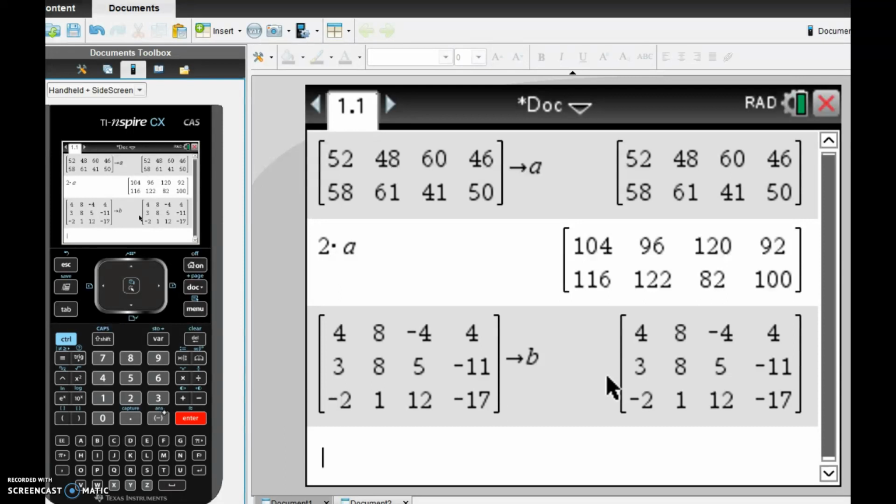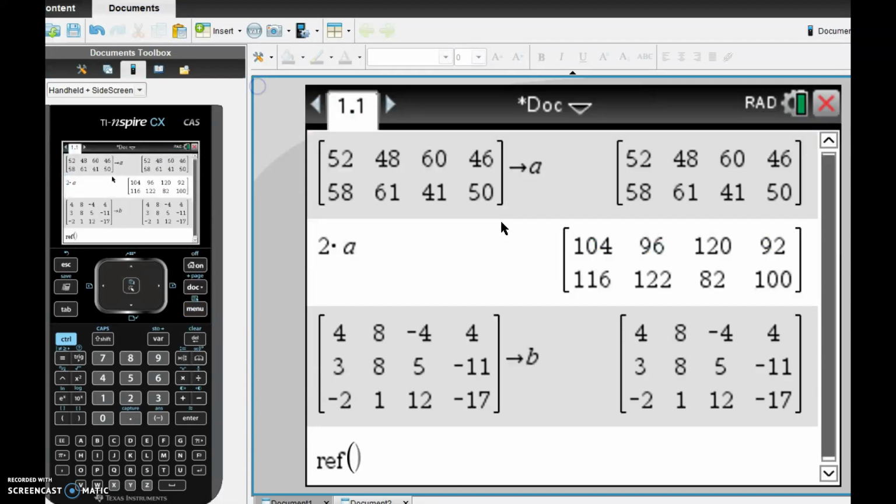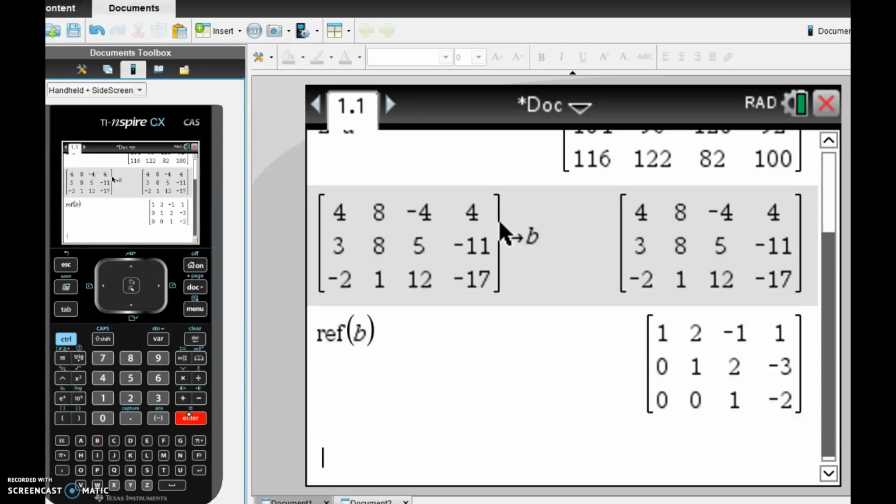And then it said to find row echelon form and reduced row echelon form of the system. All right, so menu, matrix. Number 4 is row echelon form. So what is row echelon form of the system? Okay, that's what it gives us. That's different than the one that we found, though. So row echelon form, depending on what order you do things in and what rows you leave where, could be different for different ones. So that's okay.